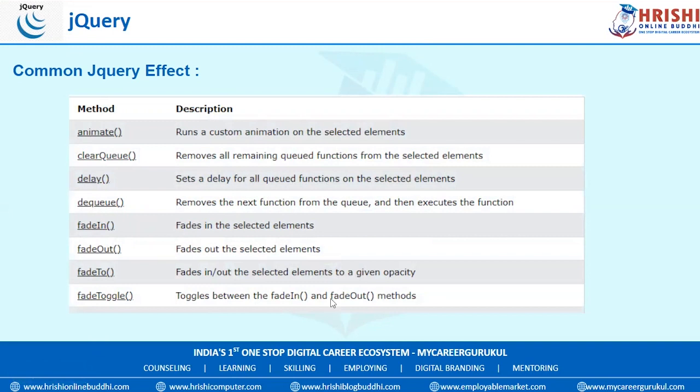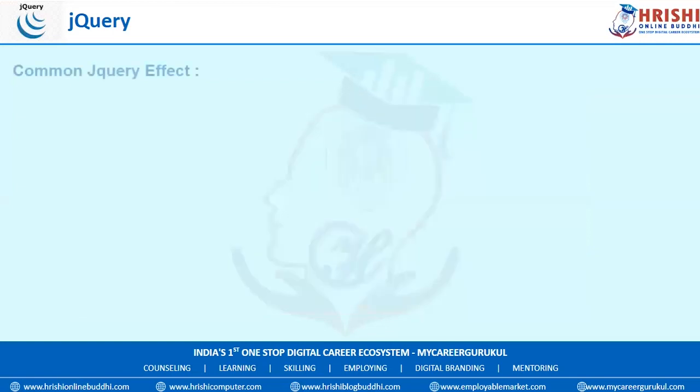Toggle between the fade in and fade out. That means with the help of one single click of a button, you can fade in and fade out. If the image is already present on the screen, then it will fade out. If the image is not there on the screen, then it will fade in. So these are some examples.